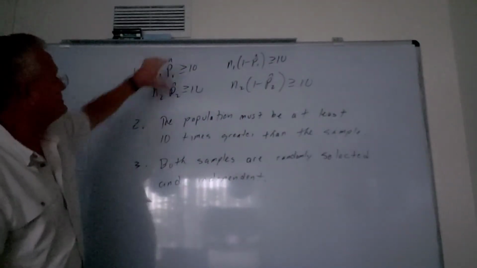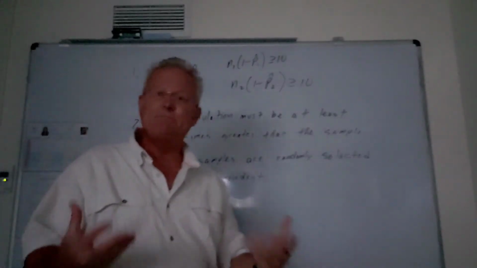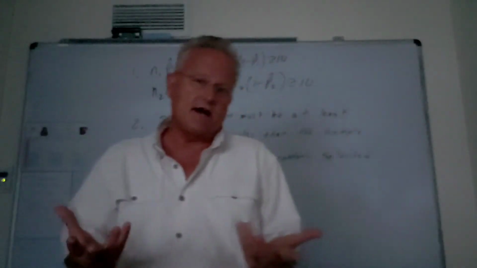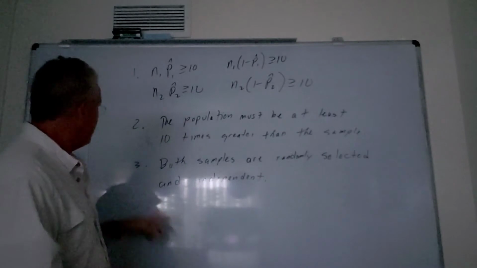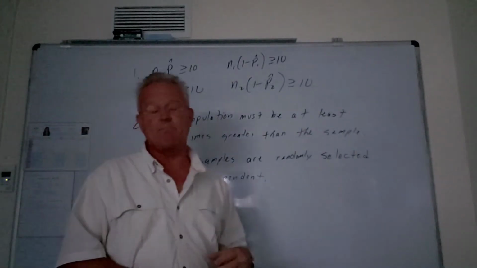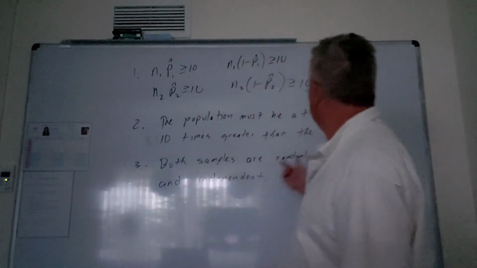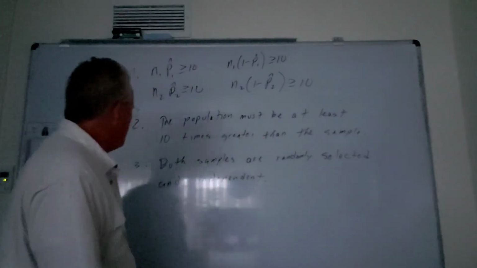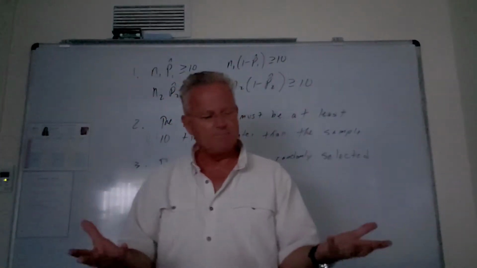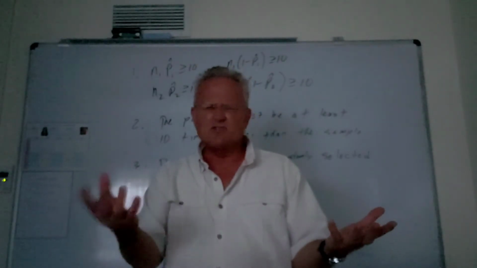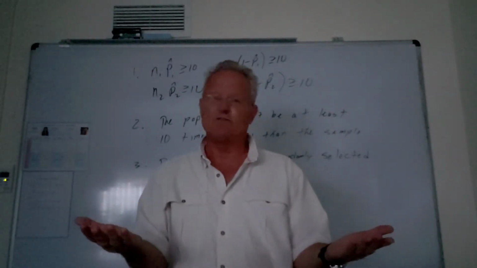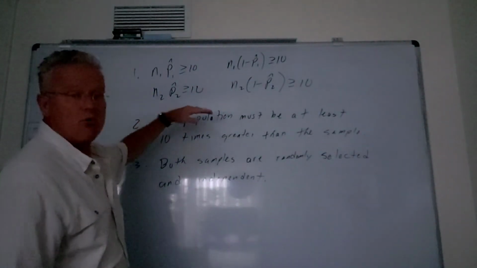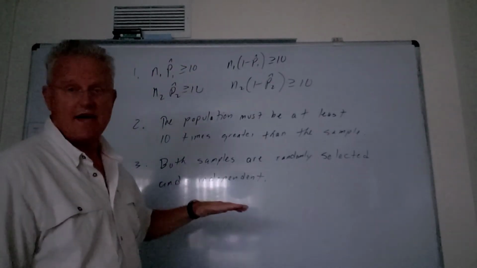The second thing, in addition to this, is the population has to be at least 10 times greater than the sample. You have to do that calculation and make sure that it's satisfied. And the last thing is, both samples, always our samples, have to be randomly selected, otherwise there's going to be bias. Also, they need to be independent. Independent just means the results of one sample don't have an effect on the other sample. So for two-sample proportions, these are the three conditions that have to be satisfied.